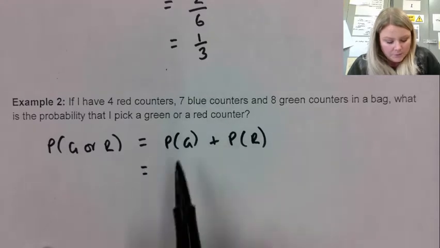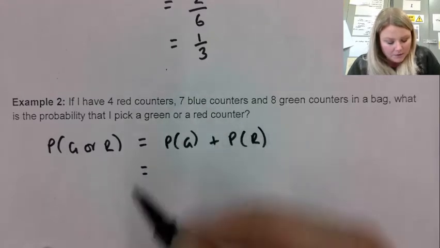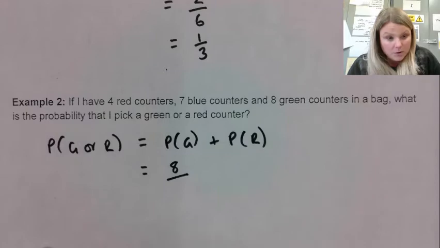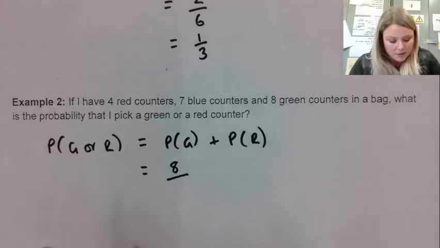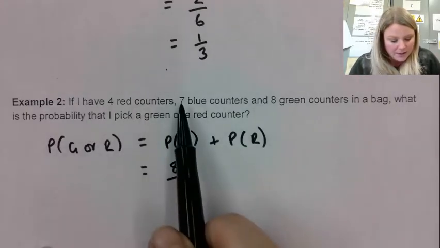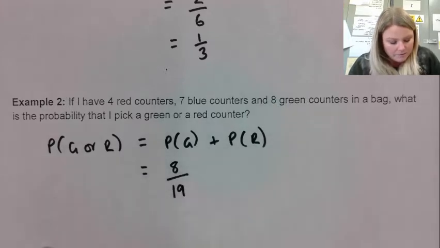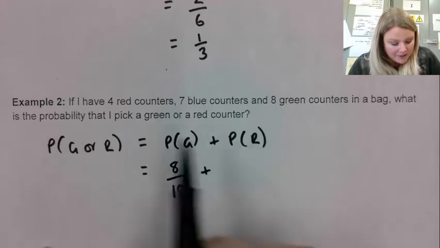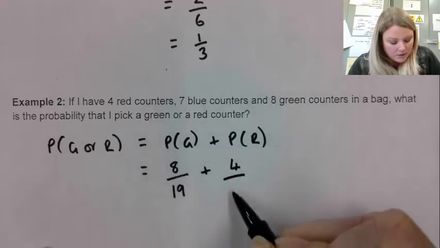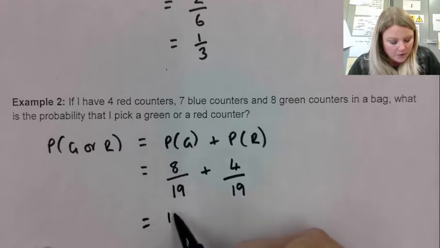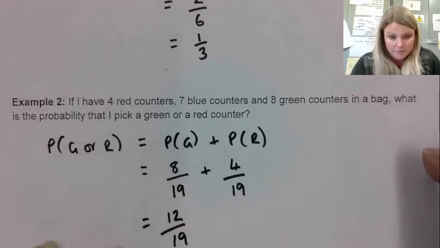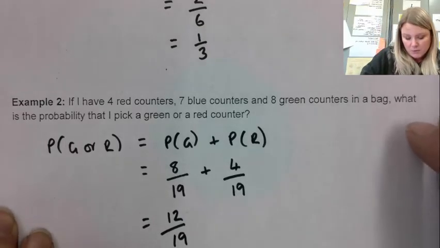Green, we have got 8 of them out of a total of, haven't added them up yet, let's do that. 4 and 7 is 11 and 8 gives us 19 altogether. Is that right? Yep. And then we add that to the probability of getting a red, which was 4 out of 19. So that gives us 12 out of 19. And we can't simplify that one, so that's that one done. So it is relatively straightforward.